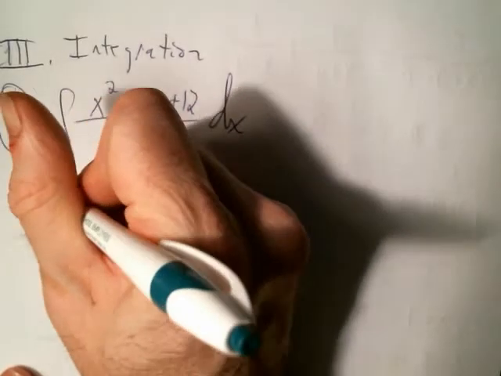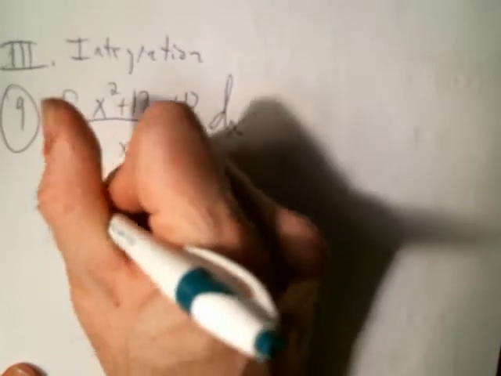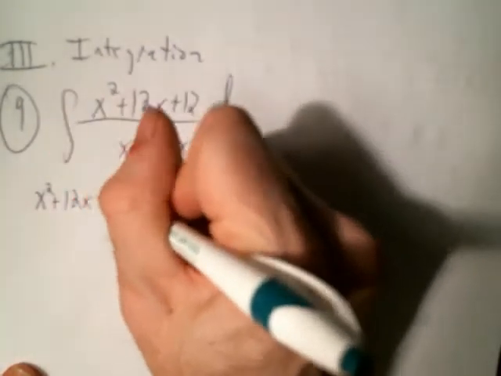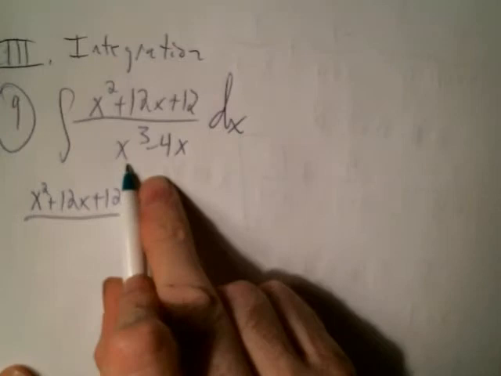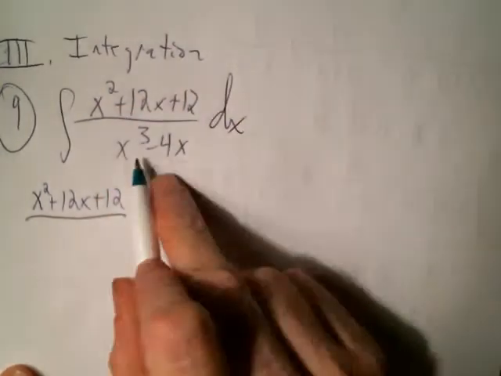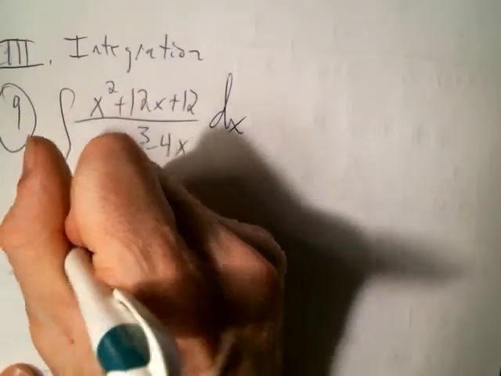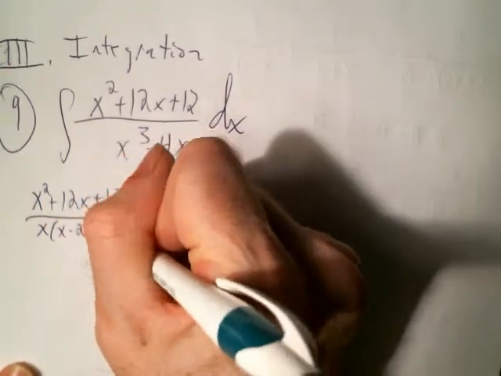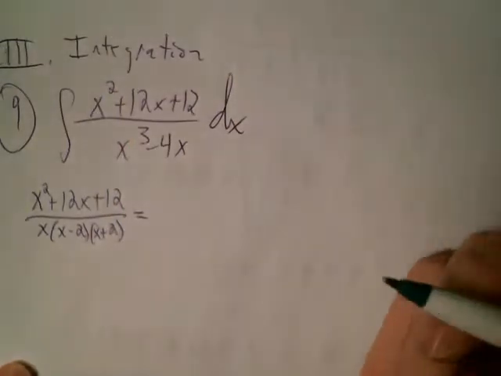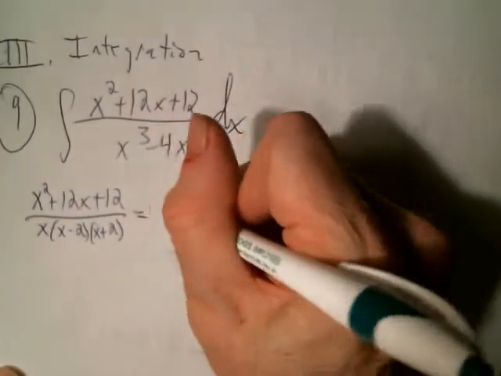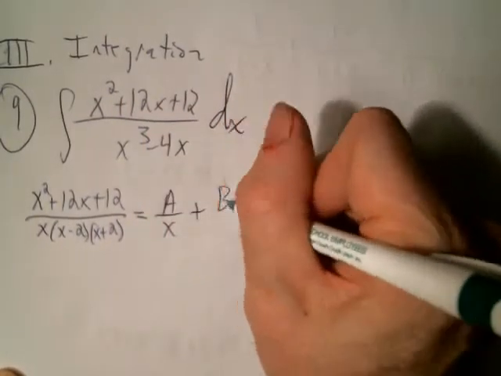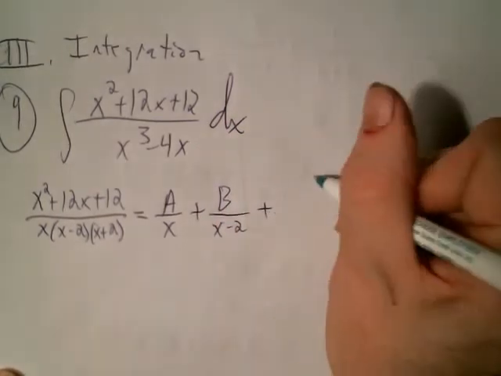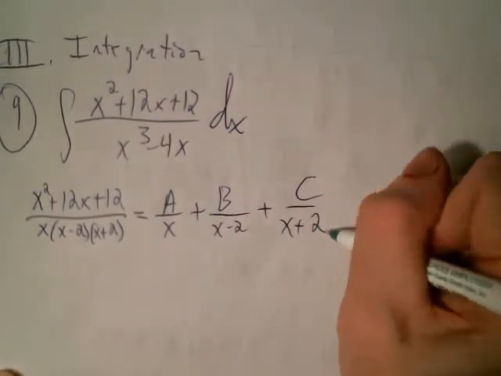So let's do that. x squared plus 12x plus 12 all over this thing factored. You can factor out an x, you get x squared minus 4. So you'd end up with x times (x minus 2) times (x plus 2). Okay, so let's do our setup. It's A over x plus B over (x minus 2) plus C over (x plus 2).